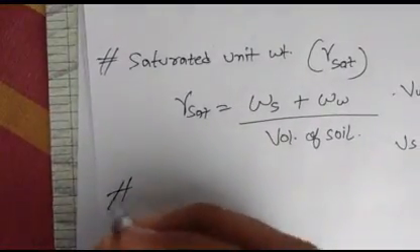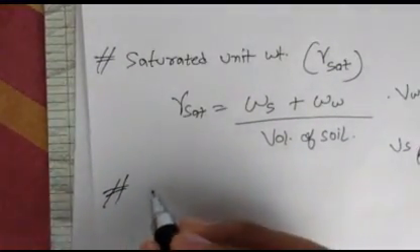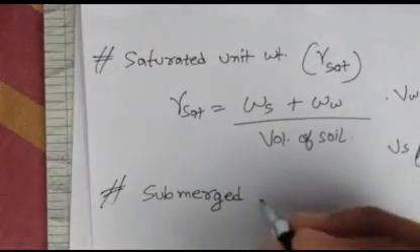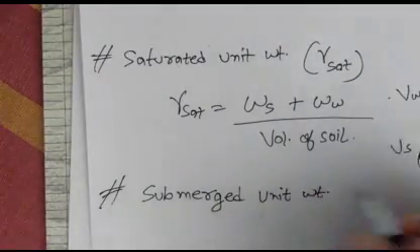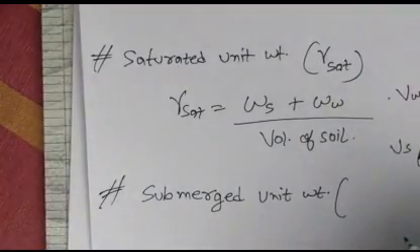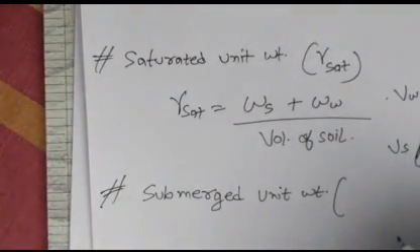Now comes something similar to the saturated one. It is called submerged unit weight. When anything is submerged, a buoyant force comes into action. If we want to submerge anything in the water, a buoyant force acts on the soil. Water acts with an opposite reaction on that particle. So technically here, water will put a buoyant force on soil in the upward direction, and the weight of soil will be reduced.